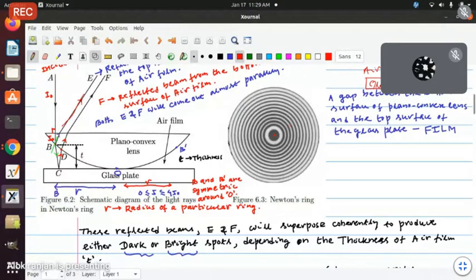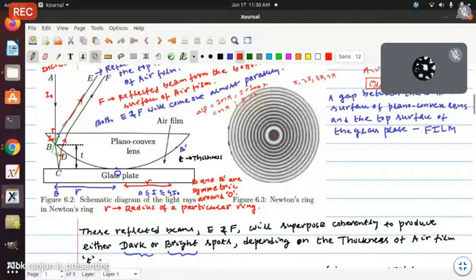As per the condition for interference or coherent superposition, if you remember, when delta phi is 2n pi, the intensity will be maximum, and when it is n pi, the intensity will be minimum, 0. So you can see pi, 2 pi, 3 pi, 4 pi and so on appear alternately. Therefore the maximum and minimum, or dark and bright pattern, will appear alternately.